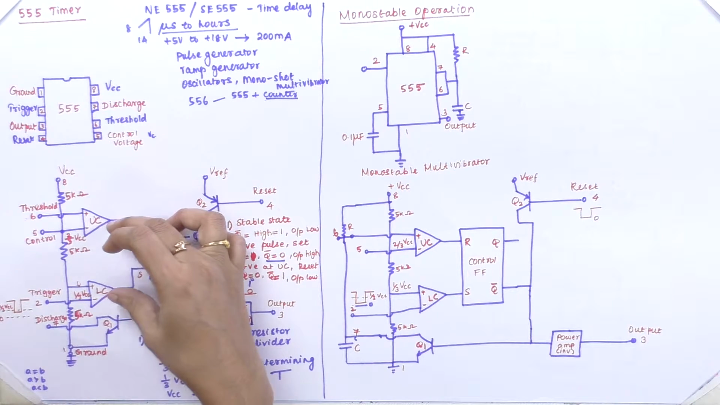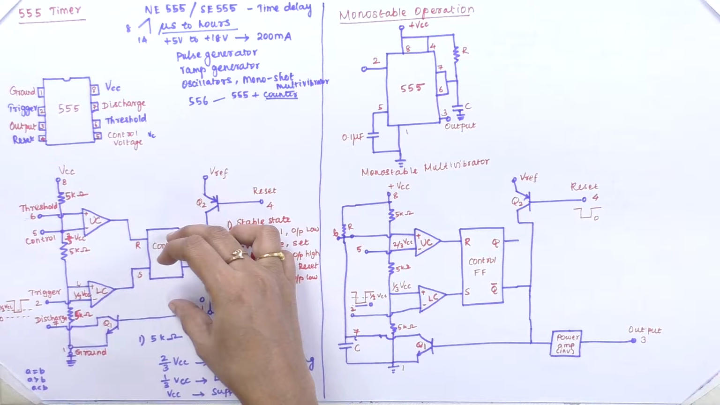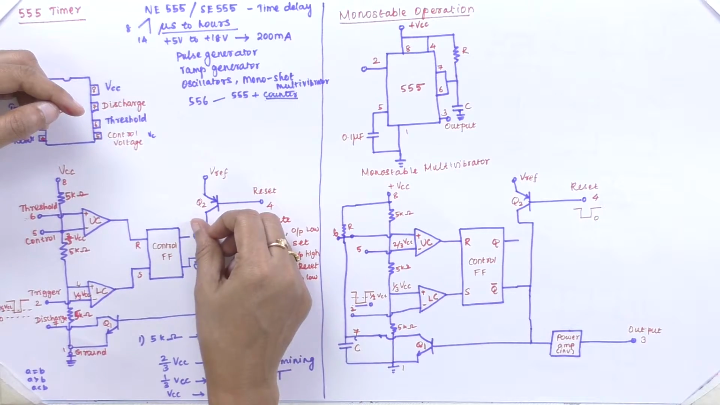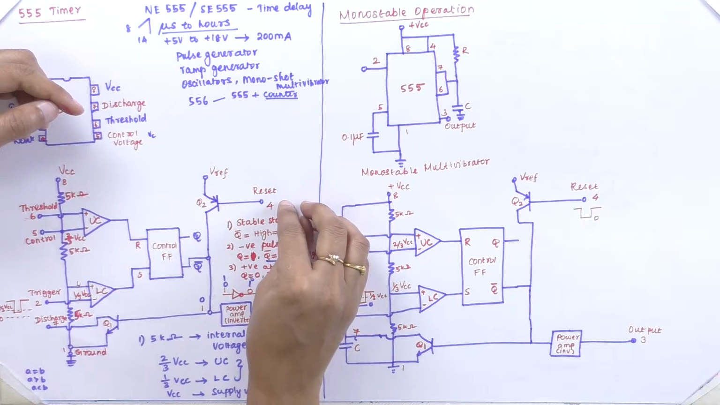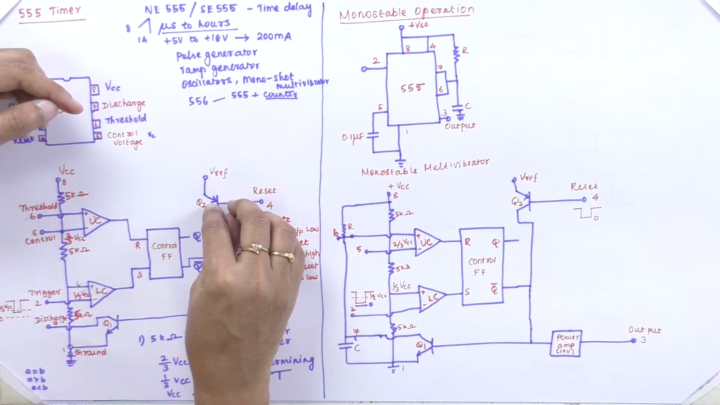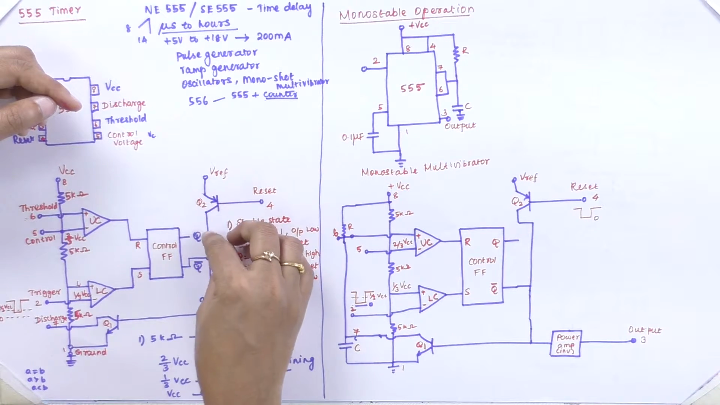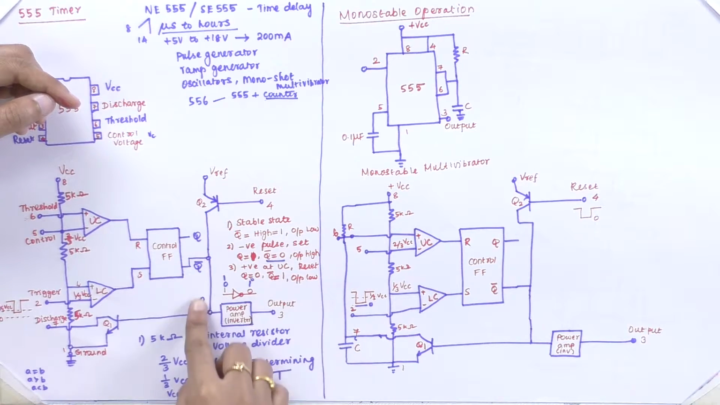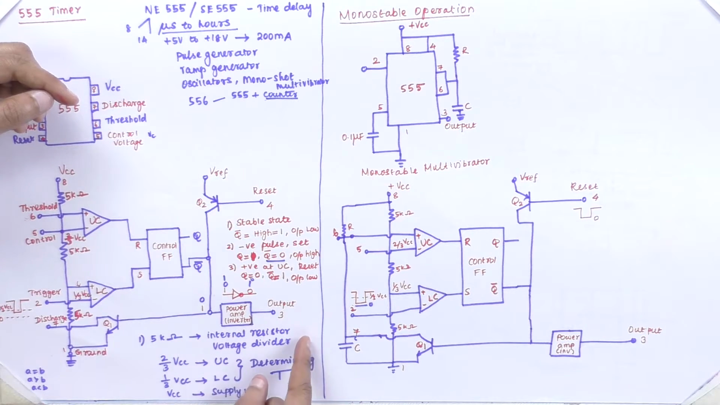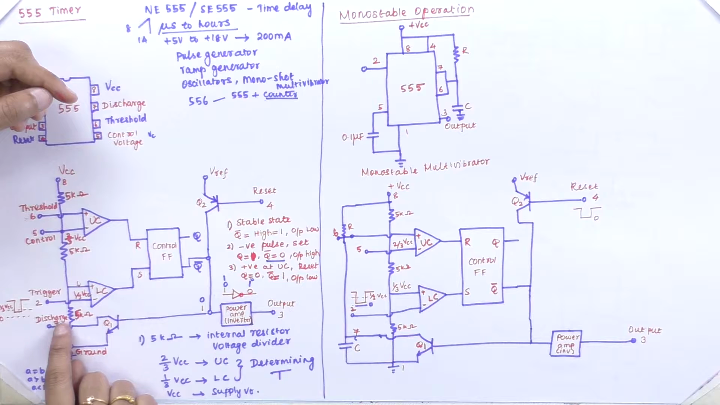The outputs of these two comparators are connected to the control flip-flop. This control flip-flop has two outputs: one is Q and the other is the complement of Q. The complement of Q output is connected to the Q2 transistor, and here the reset pin is given to the transistor terminal Q2. The output of this Q bar is given to the inverter, and it is taken as the output. It may drive the Q1 transistor with the discharge connected to the discharge pin, whereas the other terminal is grounded.